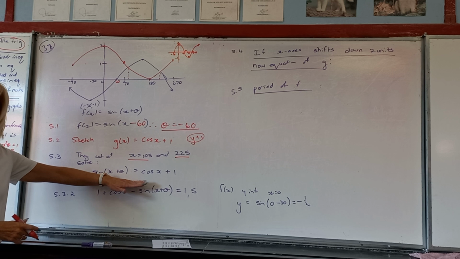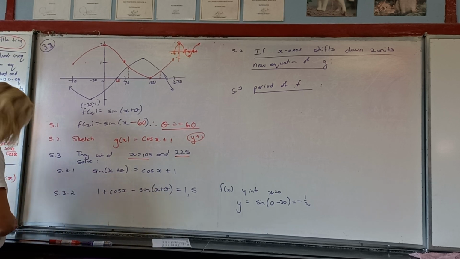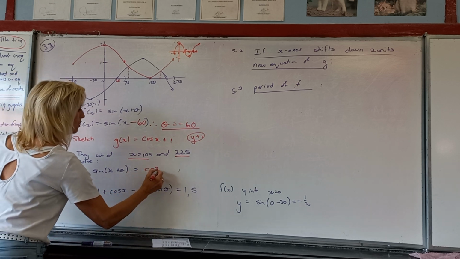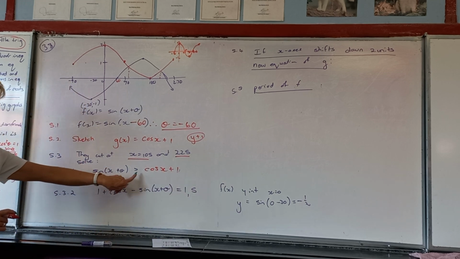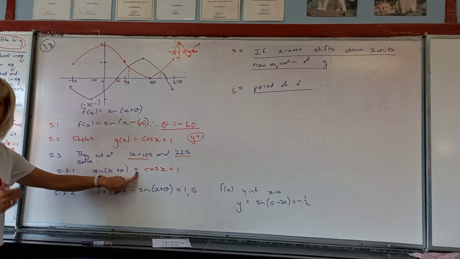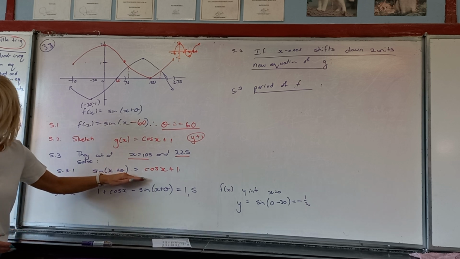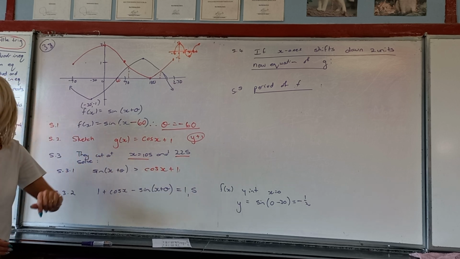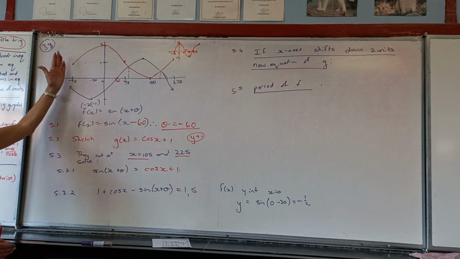Then they want the answer of, where is the sin graph, the purple one, bigger than the cos graph, which is the red one? So where is the purple? Meaning? Where's the purple above the red one? Are you with me, guys? You're still not learning how to read this. Where's the purple above the red one? So, purple above red.